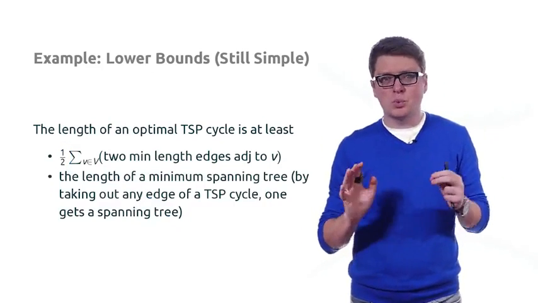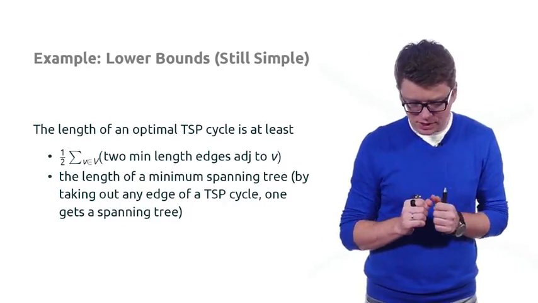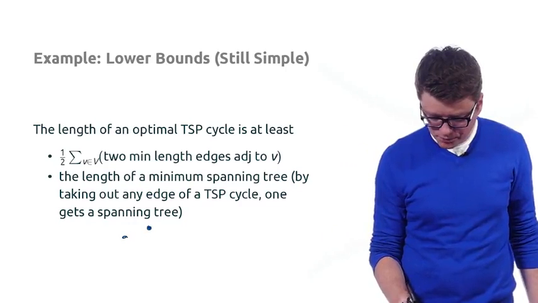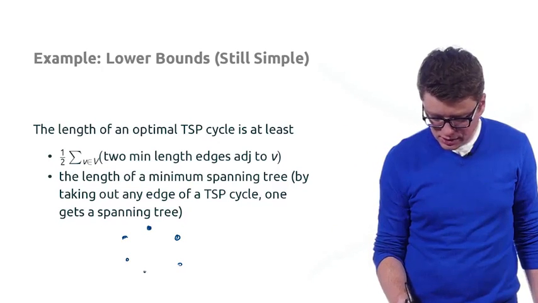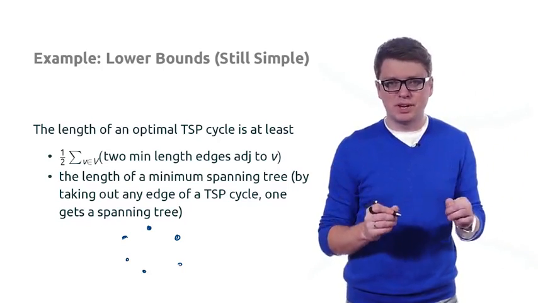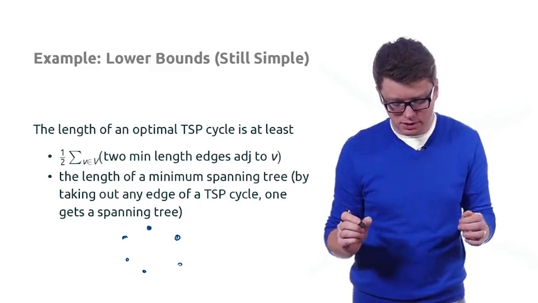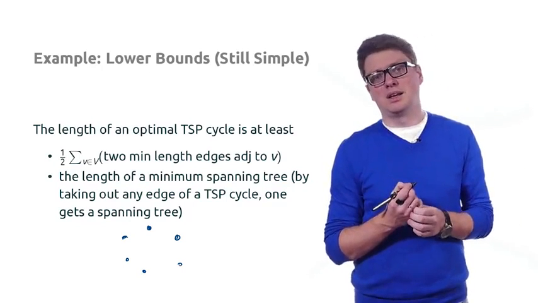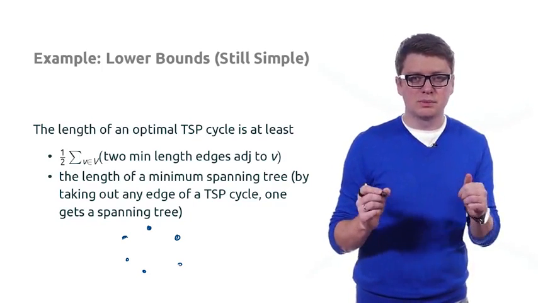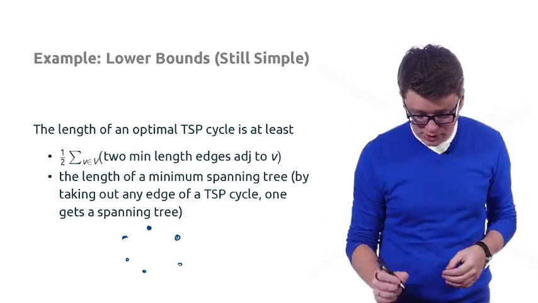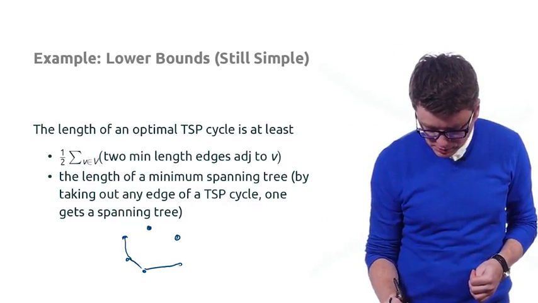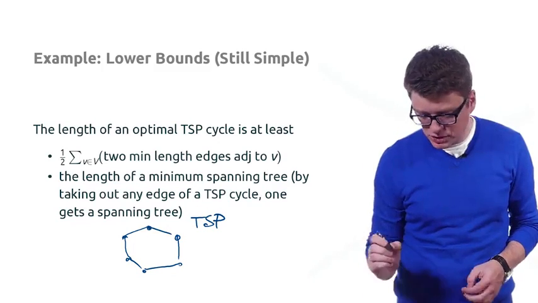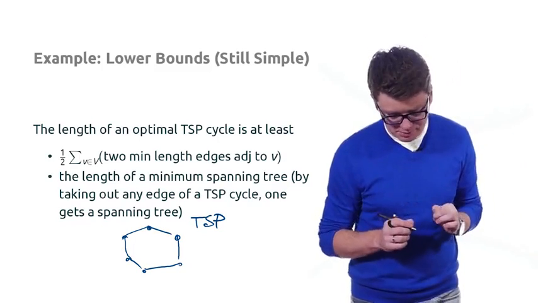Okay, so another way of lower bounding the optimum cycle is the following. Assume that we have a graph and we construct the minimum spanning tree in this graph, and assume that the graph is undirected also. Then what I claim is that the weight of this minimum spanning tree is at most the weight of the traveling salesperson cycle. Why is that? Well, again, let's consider an optimal traveling salesperson cycle. Let me just denote its weight by TSP.